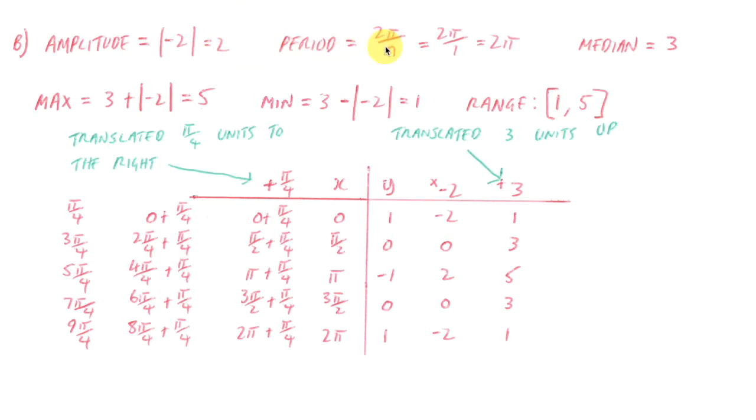The period is 2 pi on n, and that just ends up being 2 pi, so there's no compression or stretch horizontally. Our median was 3. Remember that the whole graph was moved up 3 units. Our max will be the median plus the amplitude, and our minimum will be the median minus the amplitude. So we range between a minimum of 1 and a maximum of 5. So there's our range, including the values, so square brackets.